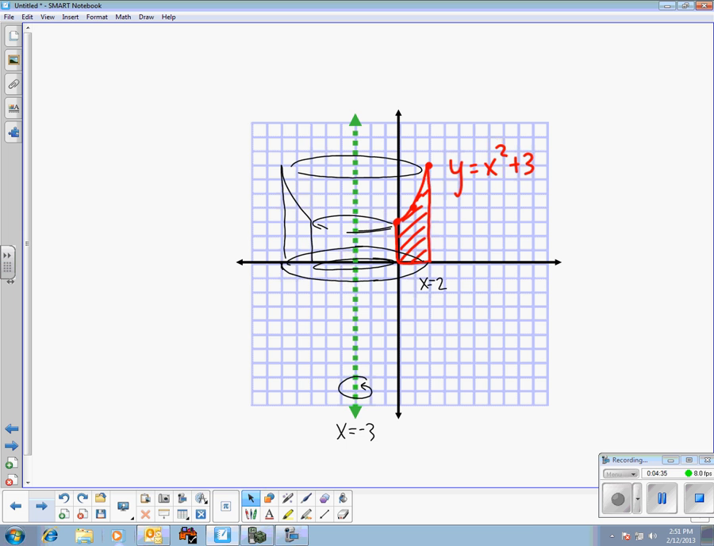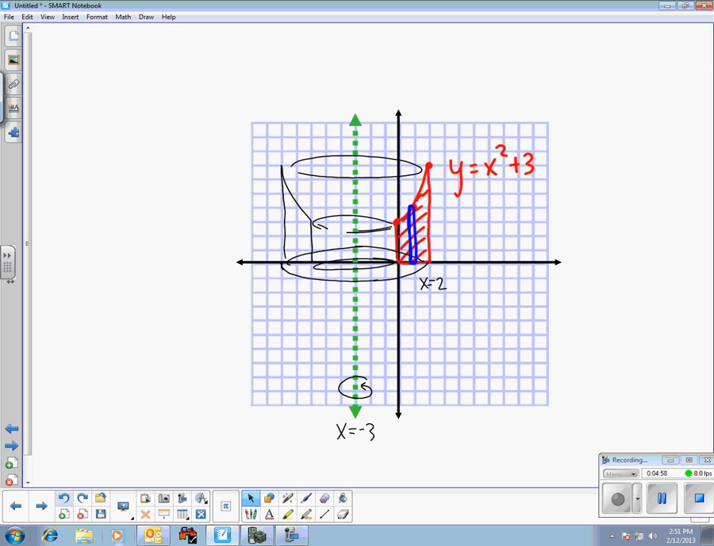Each shell is going to come from rotating what we call a representative rectangle. These rectangles start down here. The first one would be 3 units tall. The last one would be 7 units tall, and everywhere in the middle. Those are our representative rectangles that are going to spin around to create these little thin shells. You just have that one.